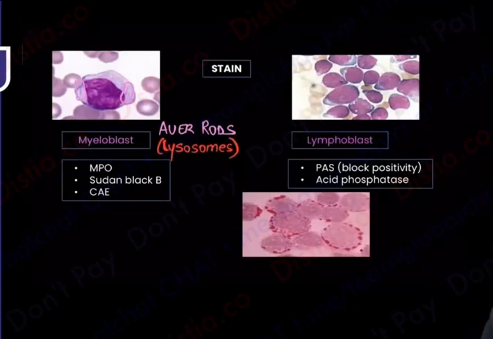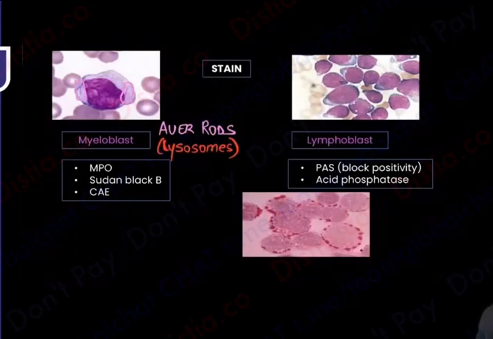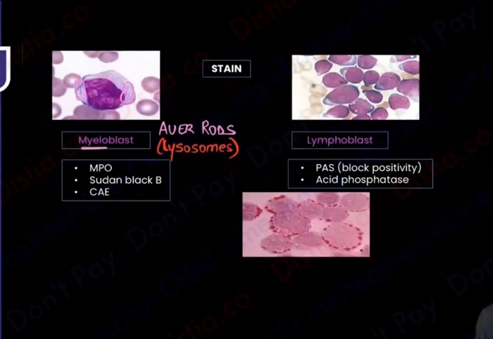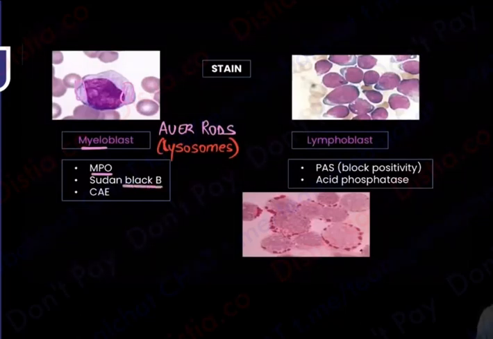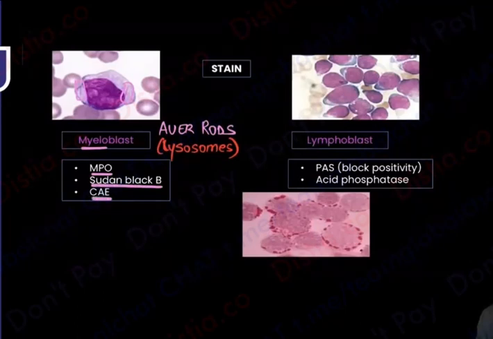So Auer rods are going to have lysosomes. That's very, very important in many of your Q banks. You'll find this. So going back, myeloblast is going to have an Auer rod. Lymphoblast is not going to have an Auer rod. Now comes their stains. Myeloblast, for common sense reasons, is going to be positive for myeloperoxidase. No doubt about it. Other than that, Sudan black B and chloroacetate esterase.